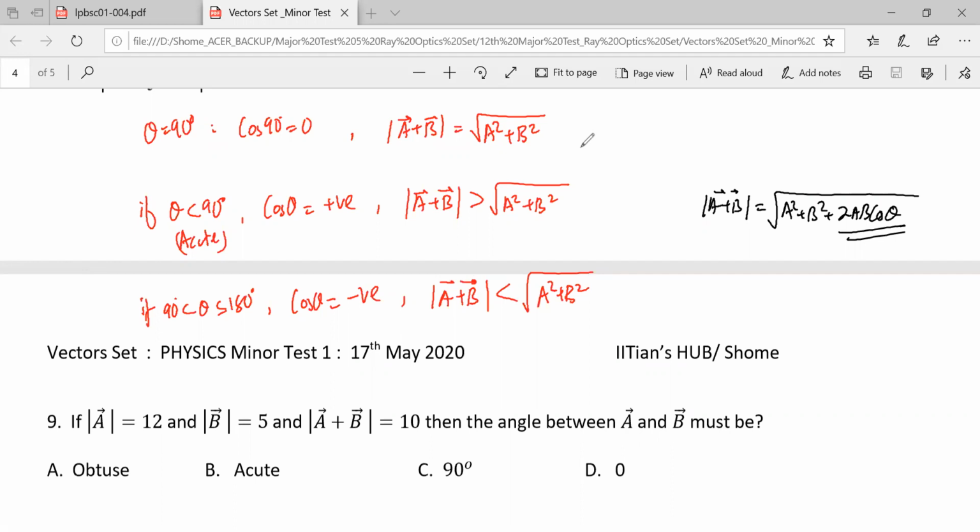So this is the concept you have to use in this question. Now in the question below, you can see that if a is this and b is this, then root of a square plus b square, how much will it be? Okay, so it's 13.